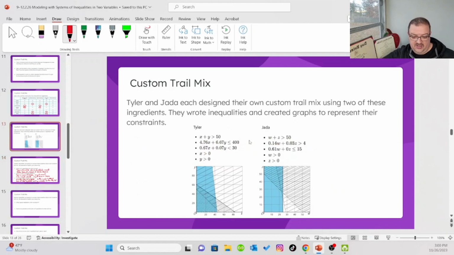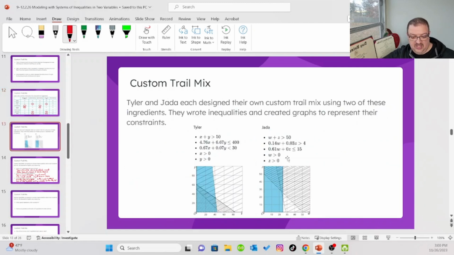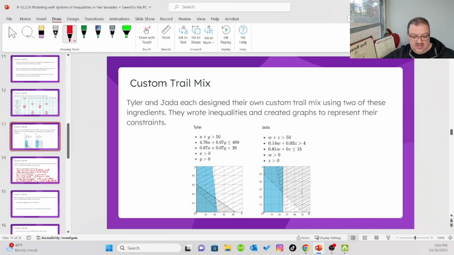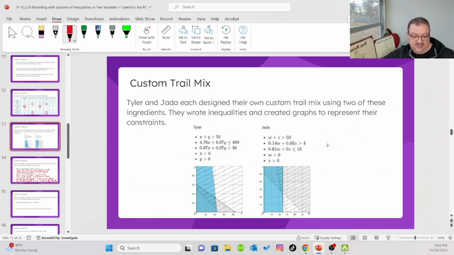Jada, on the other hand, looked at protein and fat. There must be more than 4 grams of protein and there must be less than or equal to 15 grams of fat.